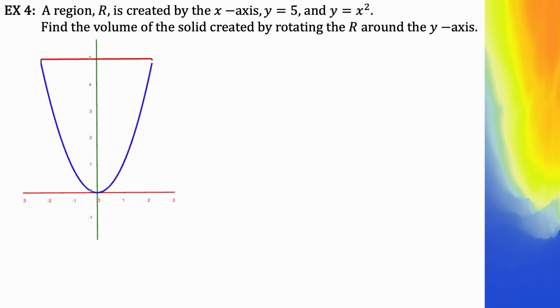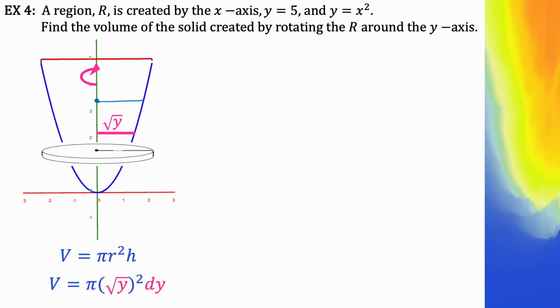Let's try one around the y-axis. So here we have another region, and it's created by the x-axis, y equals 5 and y equals x squared. So let's find the volume of this by rotating around the y-axis. Same thing though, I take just a little slice and rotate it. And the radius of that cylinder that I've created is the height of the function. It's just that the height of the function now starts at the y-axis and goes out that way.